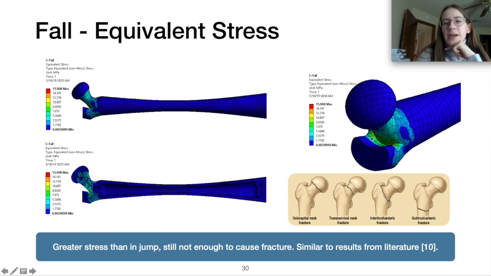The maximum stress here could be due to the geometry. It's a really sharp edge. It's not really a great design. It's not organic like a real femur would be. But we can see that some of the breaks actually occur in this region, so that's possible, an intertrochanteric fracture. But then there's also a lot of stress here, which would be in the middle of the neck.